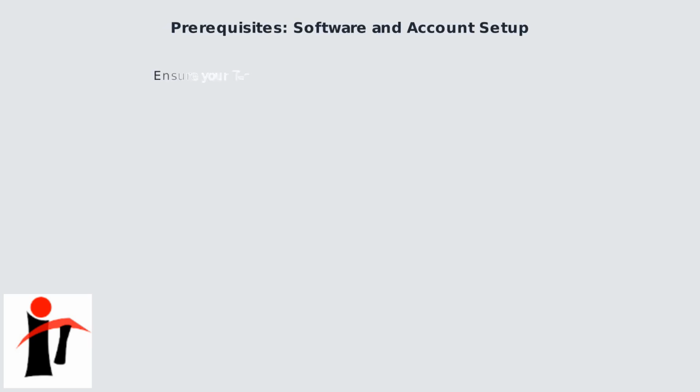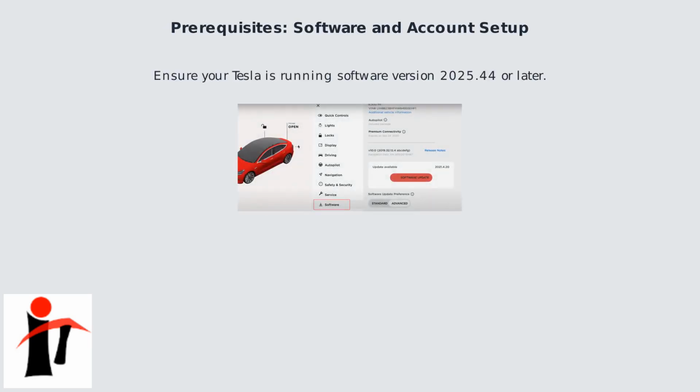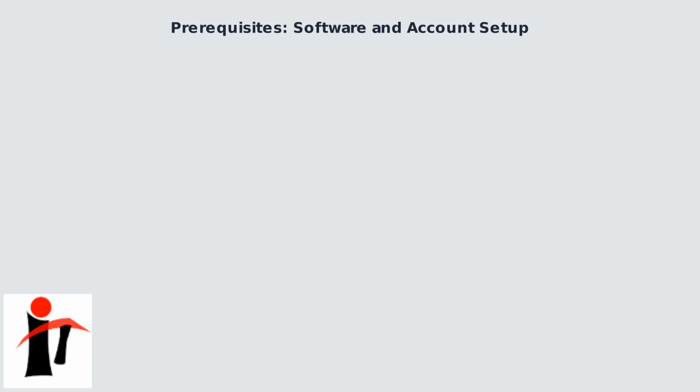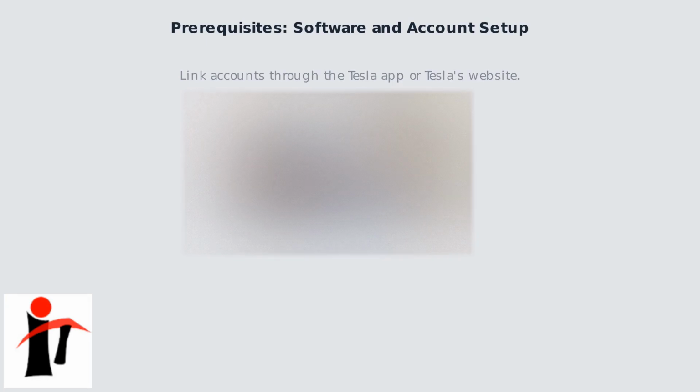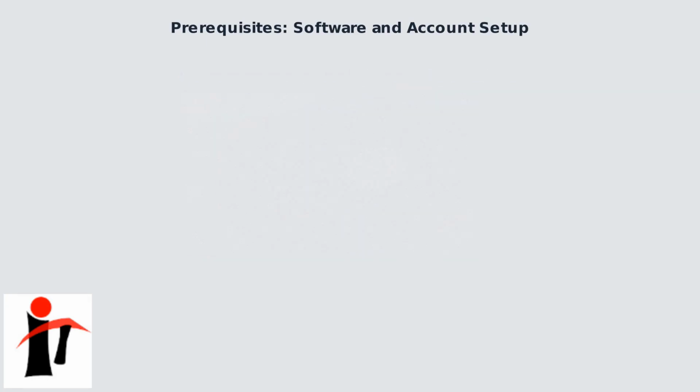Before using Zoom calls in your Tesla, ensure your vehicle is running software version 2025.44 or later. This update includes the necessary integrations for the cabin camera functionality. You'll also need a Zoom account. This allows the integration to work seamlessly with your Tesla's system. Link your Tesla account to your Zoom account through the Tesla app on your phone or directly on Tesla's website. This pairing enables the feature.